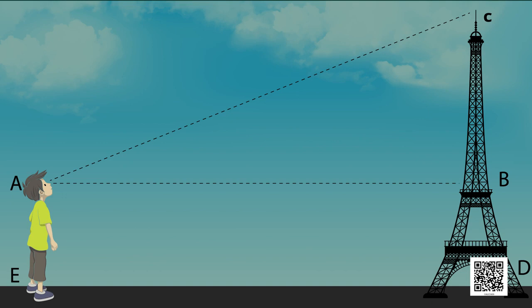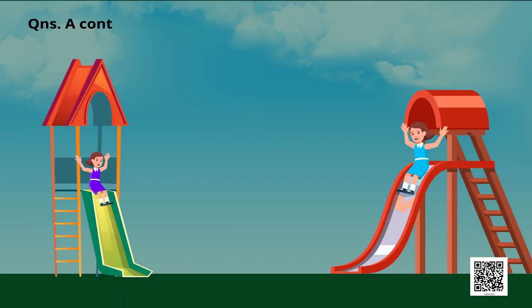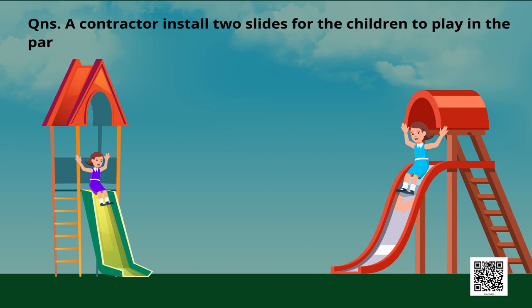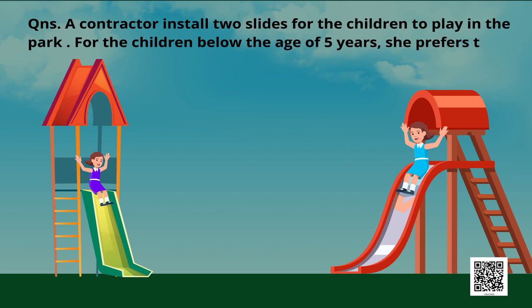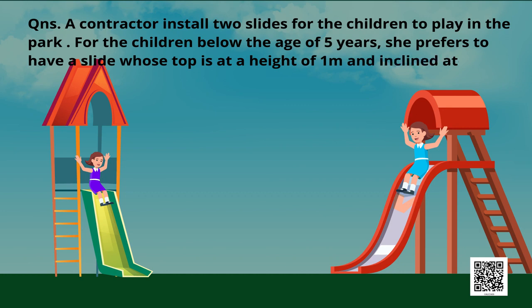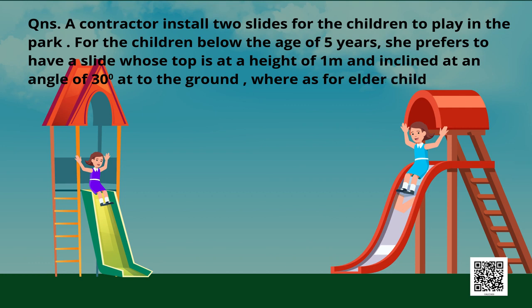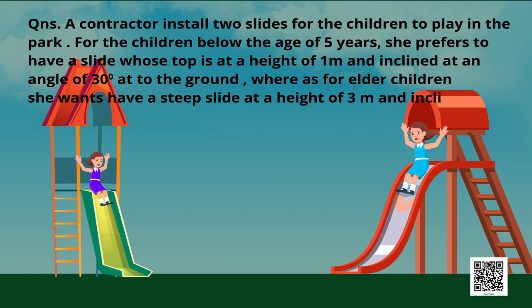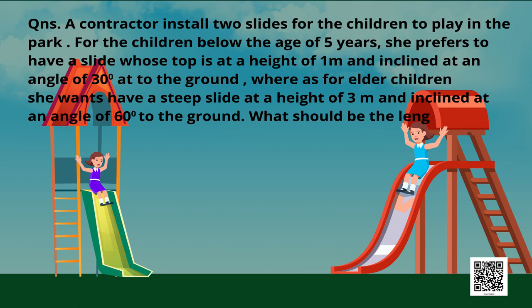Children, let us discuss the question. A contractor plans to install 2 slides for the children to play in the park. For the children below the age of 5 years, she prefers to have a slide whose top is at a height of 1.5 meter and is inclined at an angle of 30 degree to the ground. Whereas, for elder children, she wants to have a steep slide at a height of 3 meters and inclined at an angle of 60 degree to the ground. What should be the length of slide in each case?